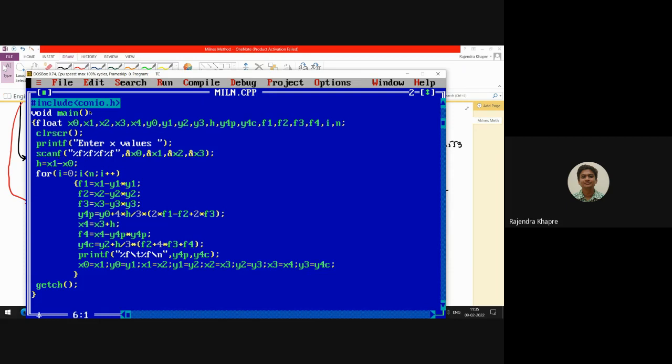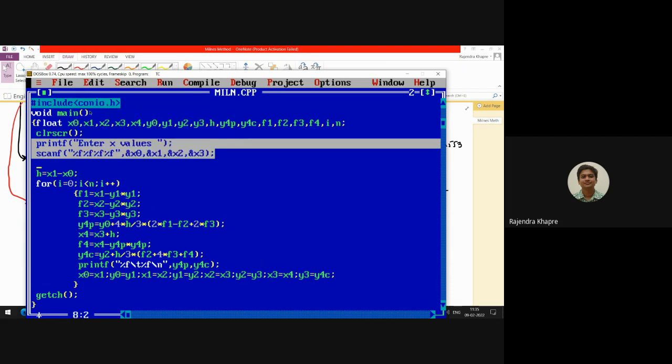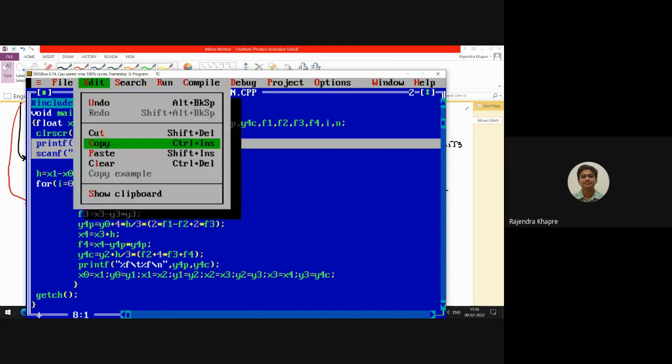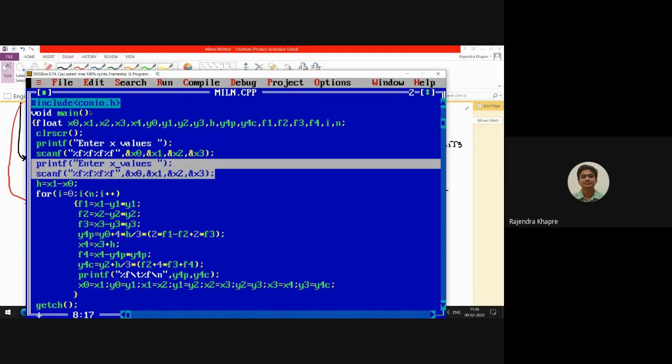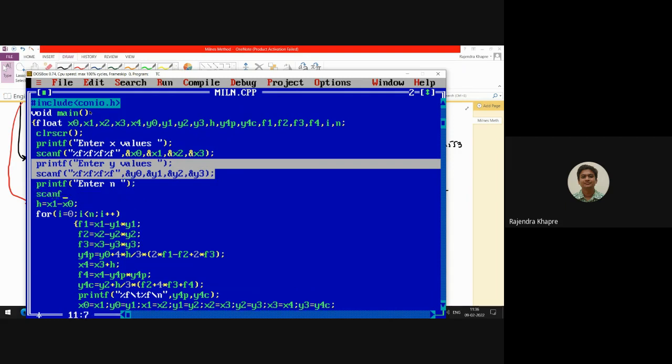All right, then I can copy and paste the same thing and replace the entire thing with y. So here I can say the y values, and in place of x I'll just put y. And then lastly I'll simply say enter n. Okay, done. So now let me save this.